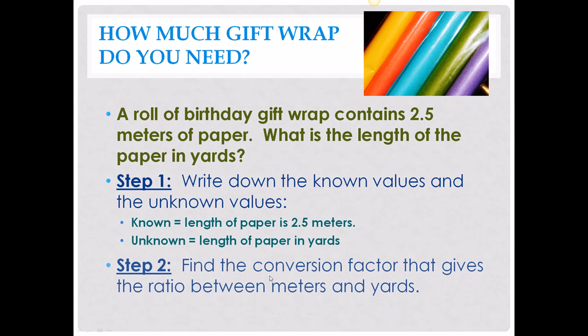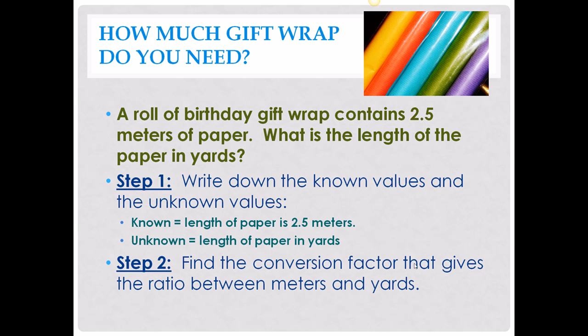So step 2 is find the conversion factor that gives you the ratio between meters and yards. So I need meters and yards. So just go to your conversion sheet and find that relationship, and you know that 1 meter equals 1.094 yards. So that's the conversion. Or I can say it the other way. I can say 1.094 yards equals 1 meter. That means the same thing.